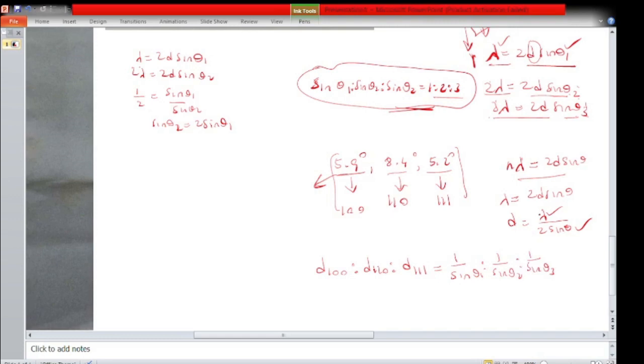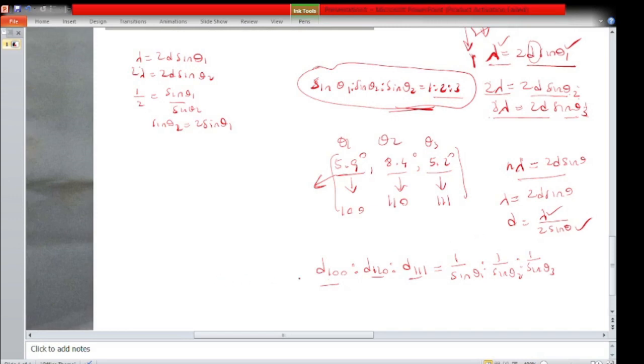Okay, so these correspond to different angles: theta 1, theta 2, theta 3, and so on. If you take the interplanar distances for these planes, it will be like this: d100 is to d110 is to d111, that will be 1 by sine theta 1, 1 by sine theta 2, 1 by sine theta 3.